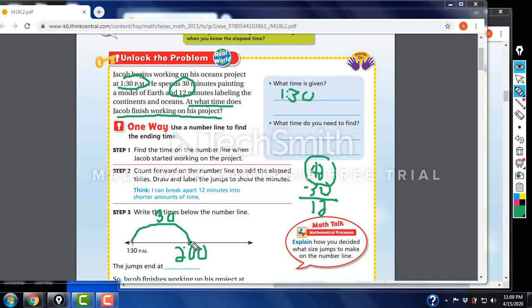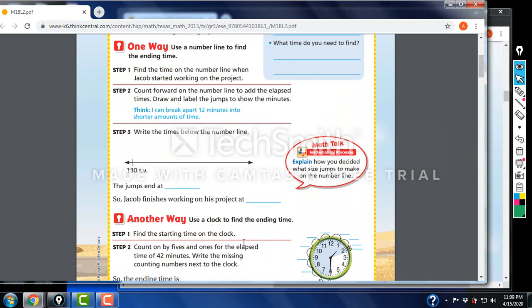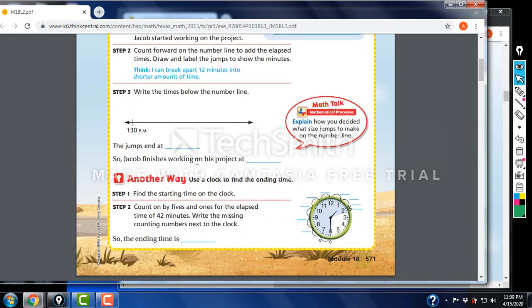So if I start here with 12 at 2 o'clock, and I jump another 12. Now I could go by 5s, I could go by 10 and 2, but if I already know I'm just jumping, I need 12 more minutes. I add those 12, and it's 2:12. Okay, so the jump ends at 2:12. Okay, let me erase that for you. So if you look at this one here, Jacob finishes working on his project at 2:12.